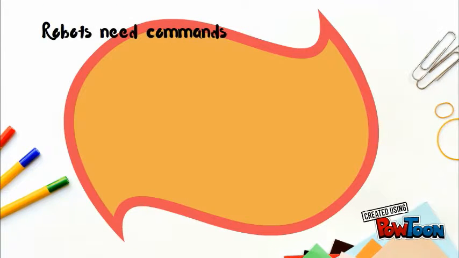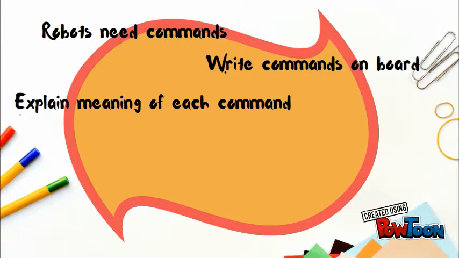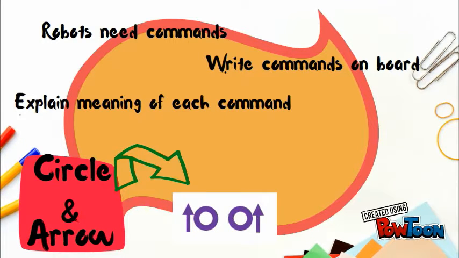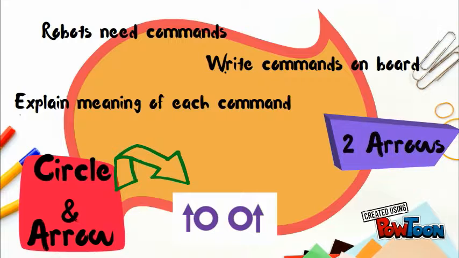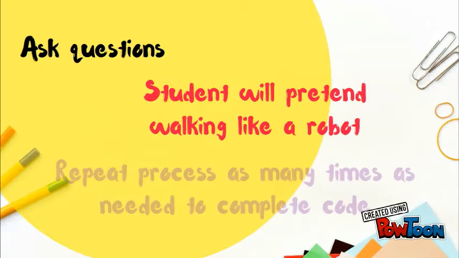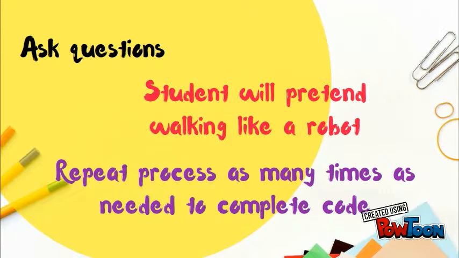Inform the students that we need commands to tell our robot to move their right foot and left foot because our robot won't know what to do without instructions. Write the commands on the board and explain the meaning of each shape. Circle arrow to indicate left and right leg movement, 2 arrows indicating jump. Ask questions for students to engage and share their opinion. Questions like, what should we tell our robot to do first? Choose a student to activate the robot. Student will pretend walking like a robot.